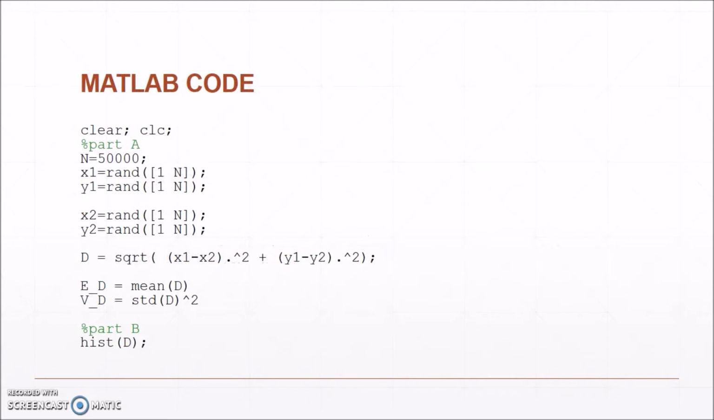And so for our code, basically what we're doing is that we have x1, x2, y1, and y2, and we're just generating random numbers, from 1 to 50,000. That's what our n equals. And so then we're plugging these values into just the regular distance formula right there. And then here's our code to get that expected D and the variance of D. So it's just the mean and the standard deviation. Then part B is just to graph the histogram of that.